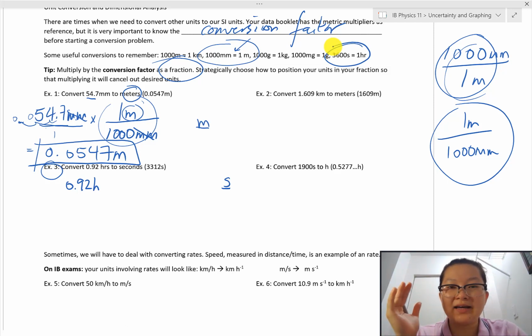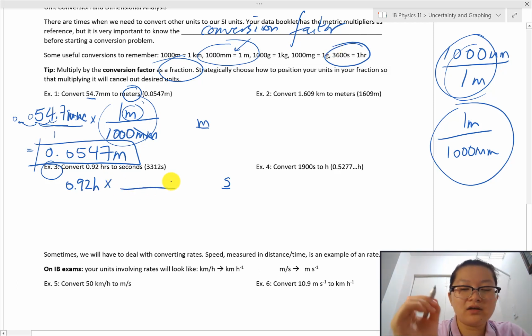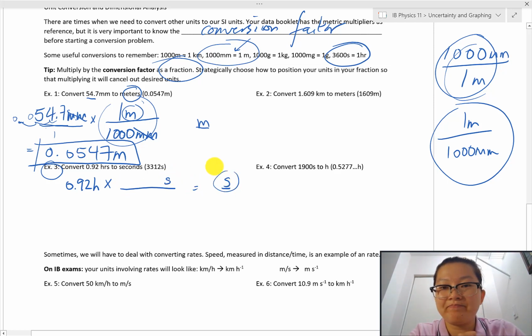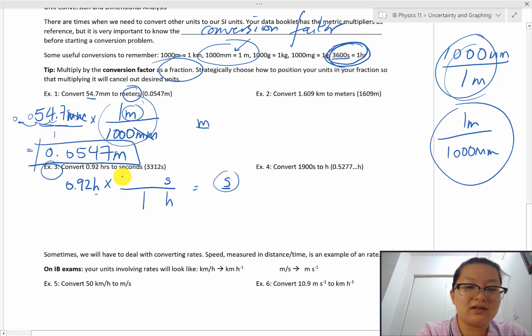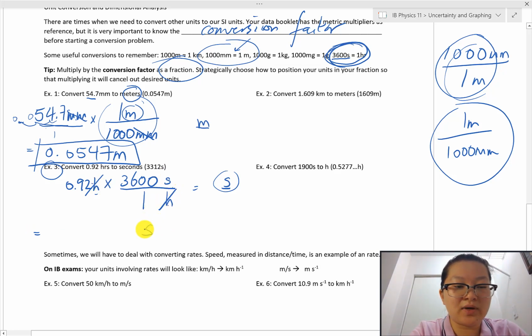So I'm going to multiply by a fraction, and I want the fraction to have seconds on top because I want to end up with seconds. And I want to get rid of this hours, so I want the hours on the bottom. So then to put this conversion factor in here, I want the 1 hour on the bottom and the 3,600 seconds on top. So that's what that looks like. And I notice the hours here cancel because one's on top, one's on the bottom. I am now left with seconds, which is perfect, exactly what I need.